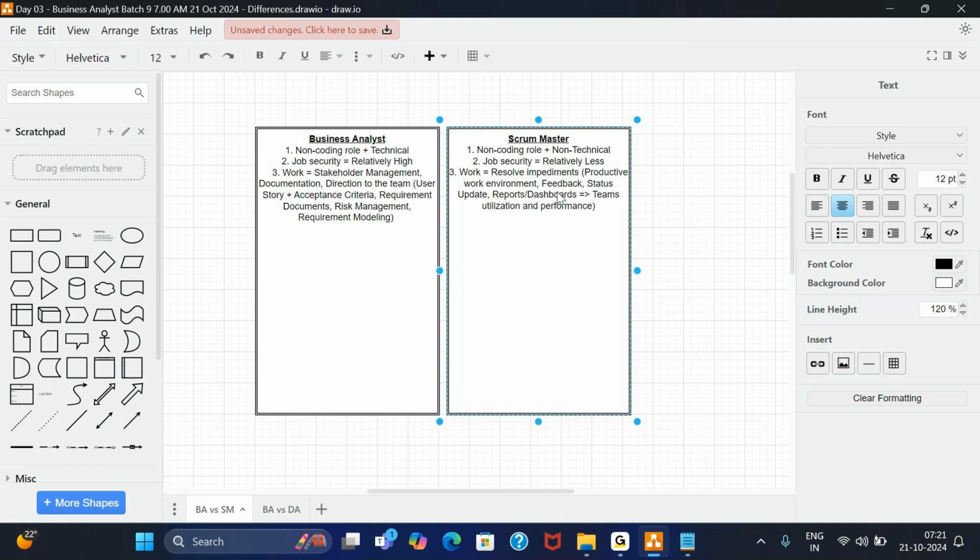and performance as well. Okay, so if you look at the work which a scrum master is doing, though it's non-coding, it is nowhere near non-technical work. So like asking the team for status updates, creating work utilization or team utilization reports or dashboards on performance, ensuring that the work is moving in the right direction. If there are any roadblocks or impediments, then work with the appropriate team member to get it resolved.